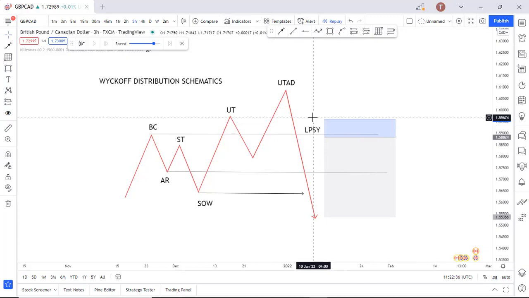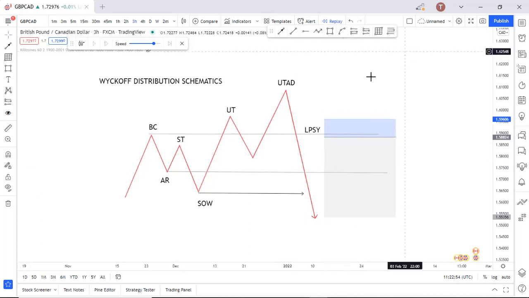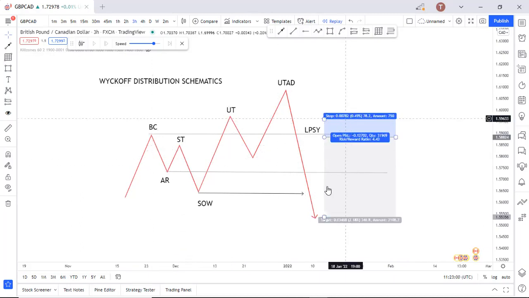Also, distribution schematics happen on all time frames. You can find them on all time frames because the market is fractal. You can see Wyckoff in 1 minute, 3 minutes, 5 minutes, 1 hour, 4 hours time frame. Any time frame, you can find Wyckoff. You just need to train your eyes to be able to see this distribution happen.